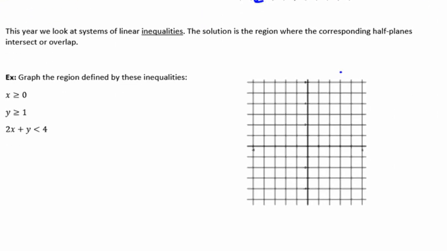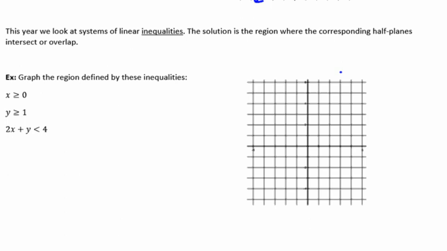So this year, we're going to look at systems of linear inequalities like we talked about in 6.1, where the solution is going to be the region where the corresponding half planes intersect or overlap. So after we choose where we're shading on both of those lines, wherever both areas are shaded, where they have an overlapping, that's going to be our area for our solution. So let's do this first example. Graph the region defined by these inequalities.